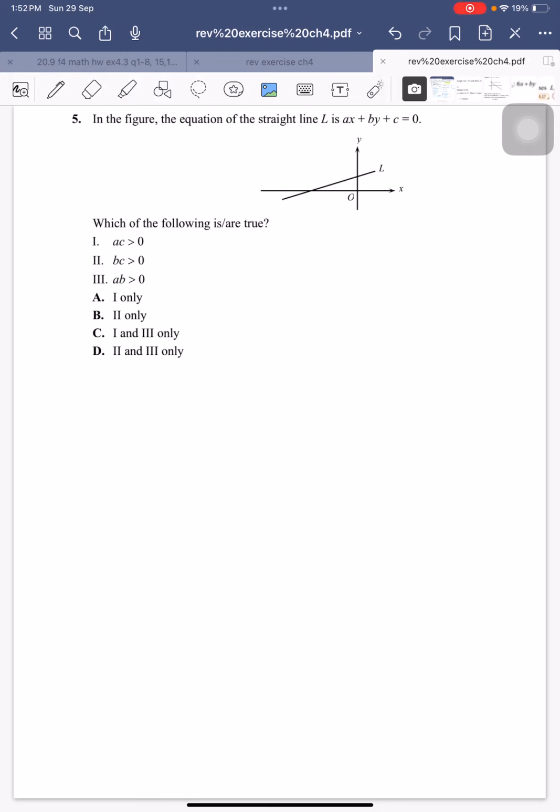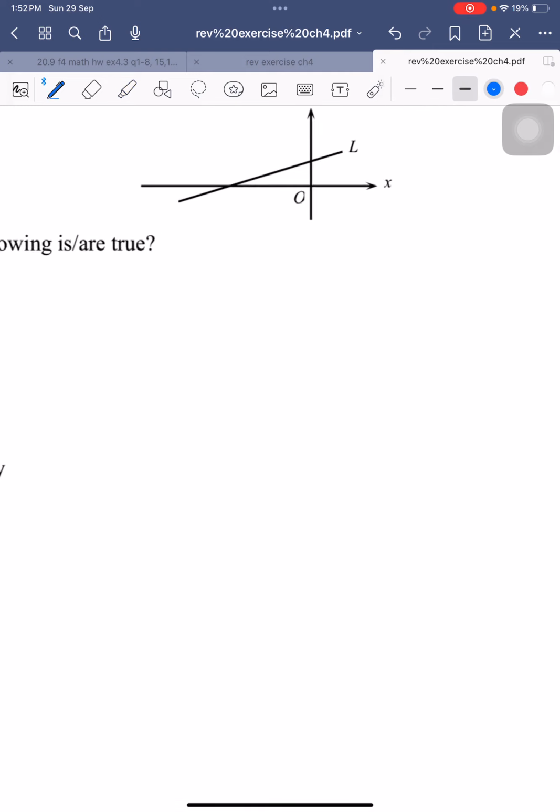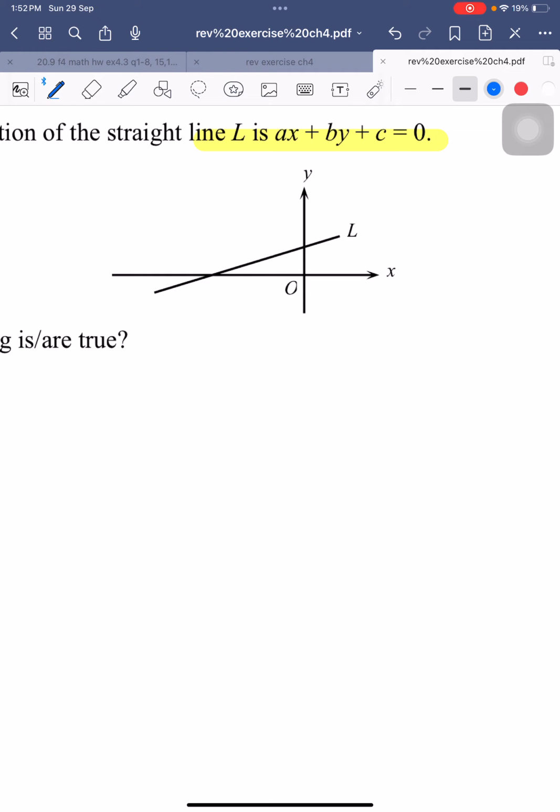So in question 5, we have the straight line equation that is ax plus by plus c in general, and we have this diagram here. From this diagram, we can notice that the slope should be greater than 0, the y-intercept is greater than 0, and the x-intercept should be smaller than 0.